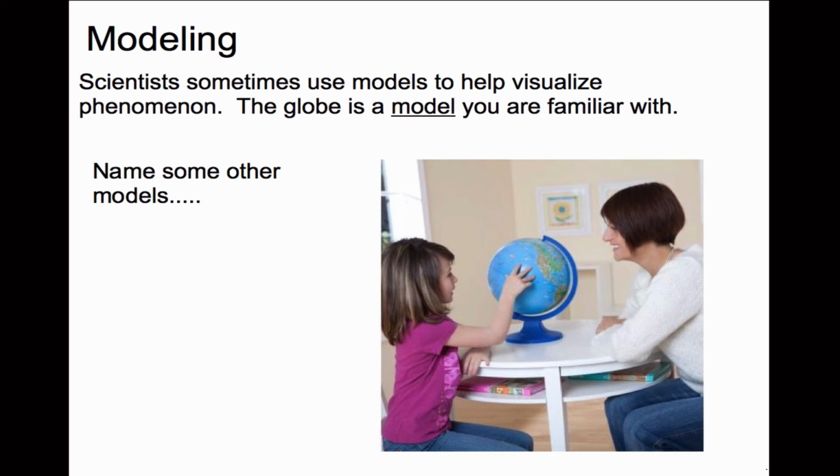Scientists sometimes use models. We need models to help us visualize things that are going on. So think about the globe. Okay, if you're trying to find a city on Earth, or trying to visualize where is this city in comparison to where I'm at, a globe can be a great model to use, because otherwise you're just trying to do it in your imagination, and sometimes that doesn't work as well for us.